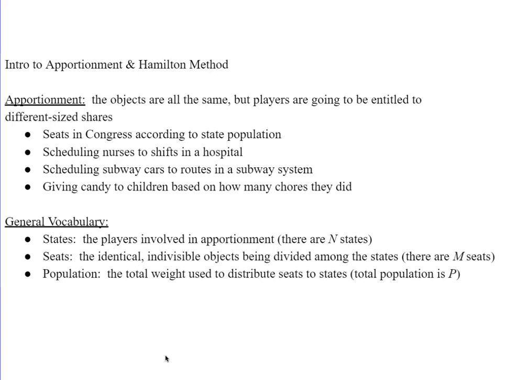Today we're going to take a look at apportionment and the Hamilton method for apportionment. First of all, apportionment is technically a subset of fair division, which is what we did in the last unit, but in this case, all of the objects are the same, but the players are entitled to a different number of objects or different size shares. So some examples. The main one that we're going to be focusing on is assigning the seats in Congress according to a state's population.